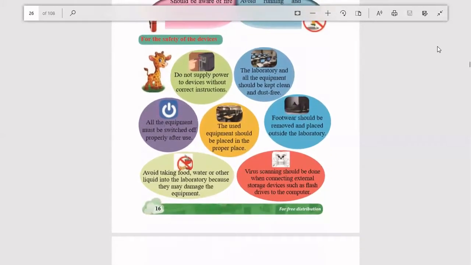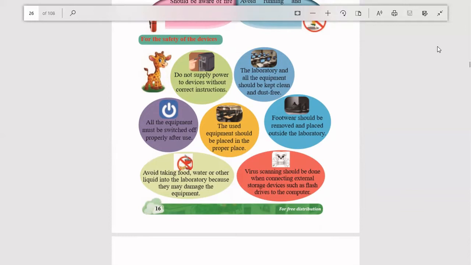The next set of guidelines is for the safety of the devices. So do not supply power to devices without proper instructions. Sometimes you may know about computers a lot, and then it's somewhat okay. But if you're very new to this as a grade 6 student, please let the teachers do it or get the guidelines from them.